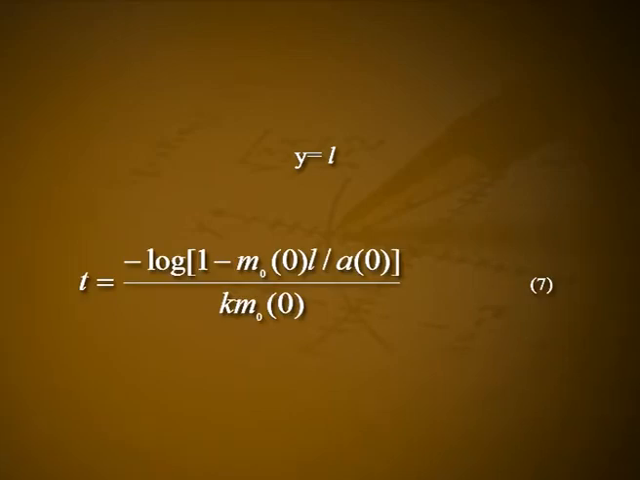How can we produce polymers of some desired length L? Setting y equal to L, we obtain t is equal to minus log of 1 minus m naught of 0 into L by a naught by k into m naught of 0. Since the Poisson distribution can be approximated by a normal distribution when y is large, about 95% of the lengths lie between L minus root L and L plus root L. Note that altering the reaction run has no effect on the distribution of final chain lengths.